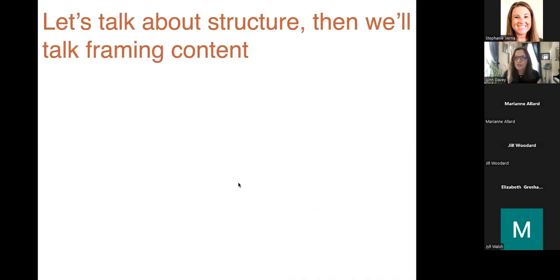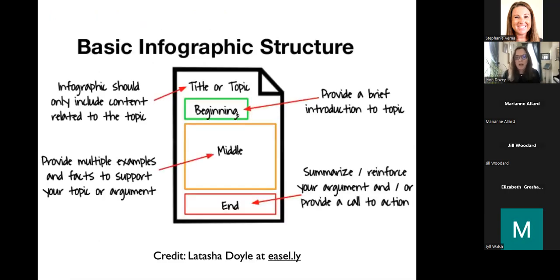And let's talk about the structure of it first, and then we can talk about framing the actual content of it. What do we say and how do we say it? So I love this little diagram that's from Easelly, which is sort of like Canva, but they have lots of templates for infographics, and I would recommend checking those out. What does this look like?